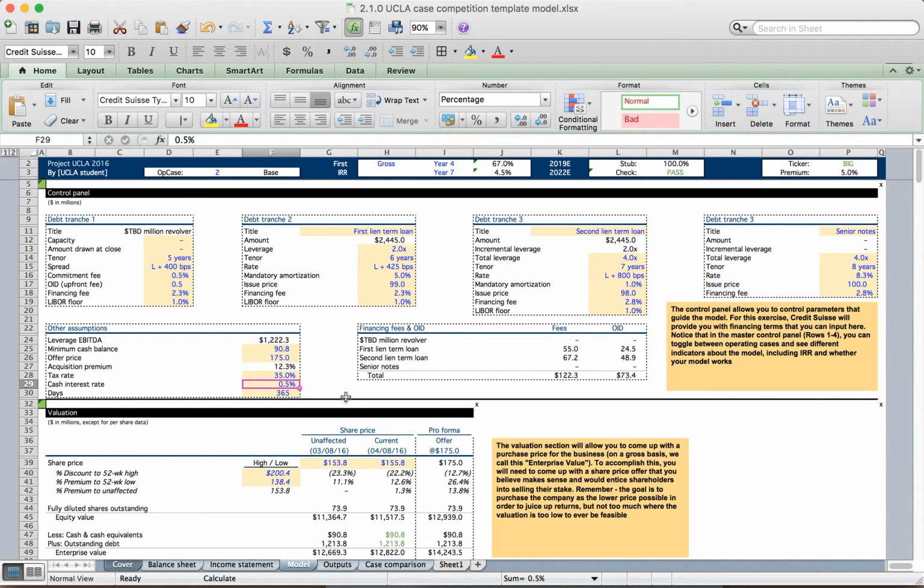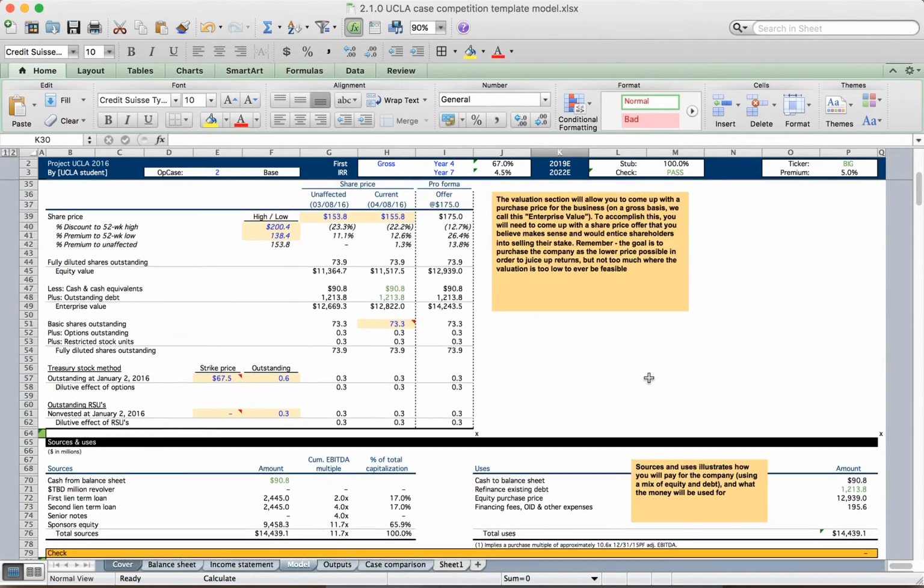Cash interest rate. Again, this is very down in the weeds here, or kind of like a small detail. I think Julian provides it, but that is the interest rate that you are foregoing on any extra cash when you pay down your debt. And we'll get into that a little bit later. Days in a year, 365. I would just leave that how it is.